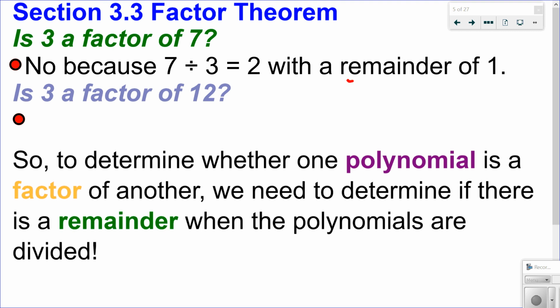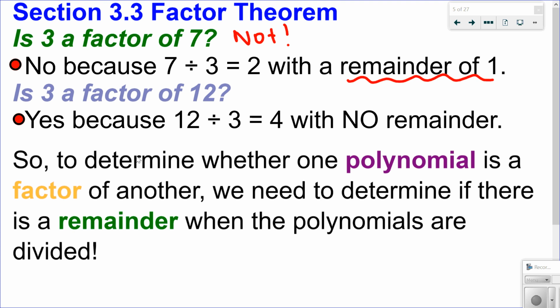So since there is a remainder, which means there's leftovers, it is not a factor of 7. Let's look at, is 3 a factor of 12? Well, to look at that, I look at 12 divided by 3, and that's 4 with no remainder. So is it a factor? Yes, it is, because it has no remainder.